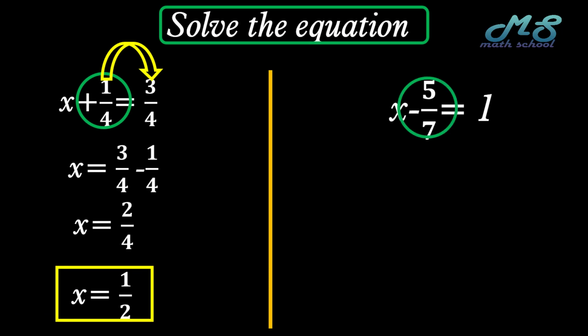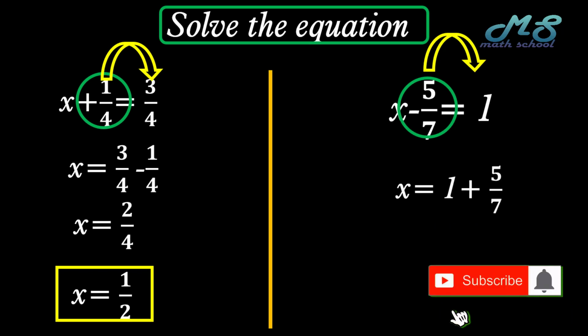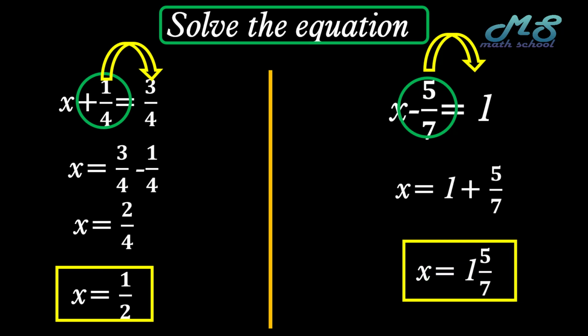Next, circle 5 over 7 and move it to the other side to be added. The inverse operation. Now x equals 1 plus 5 over 7. We can write it as a mixed number 1 and 5 over 7.